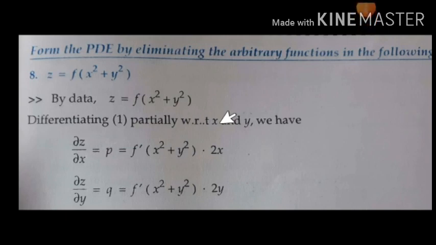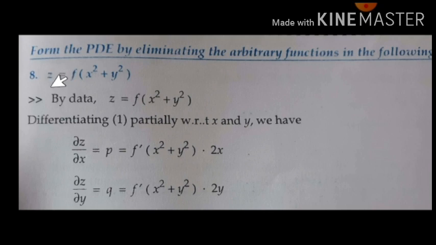Hello students, today we discuss formation of partial differential equation by eliminating arbitrary functions. How we studied in the last video how to form a PDE by eliminating arbitrary constant. So here it is of arbitrary functions.